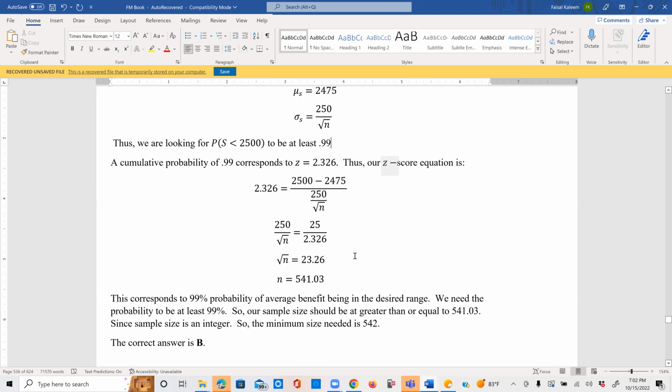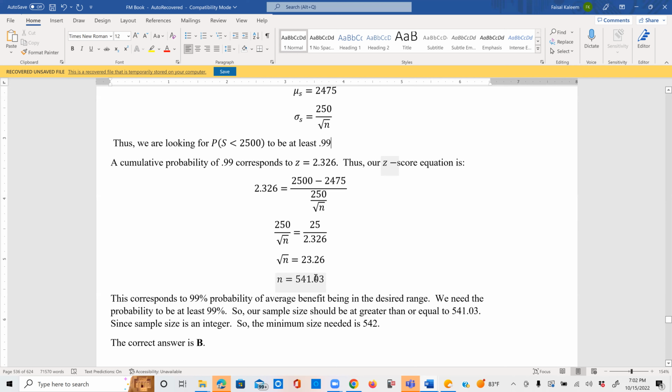and you divide by the 2.326, and then we take the square root of n on the right side, and that ends up being 23.26. Therefore, when you square both sides, n is 541.03. This corresponds to a 99% probability of the average benefit being in the desired range, less than 2500. So we need this probability to be at least 99%.